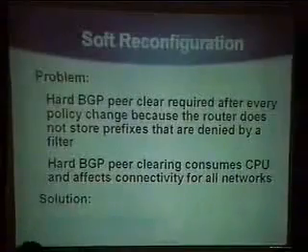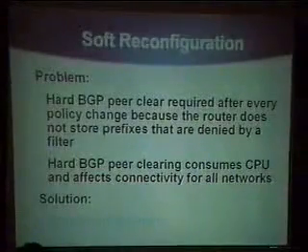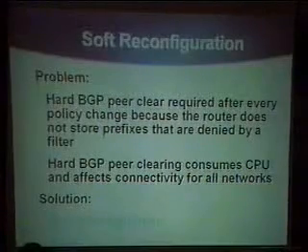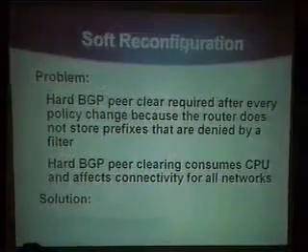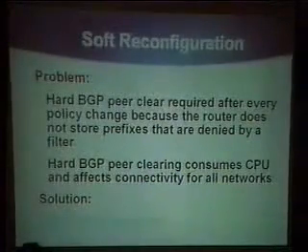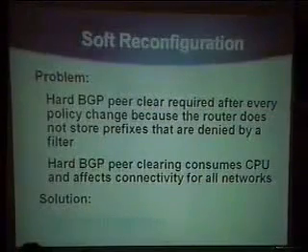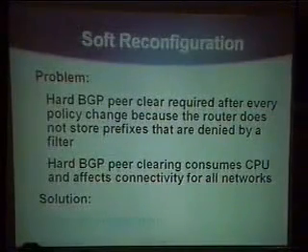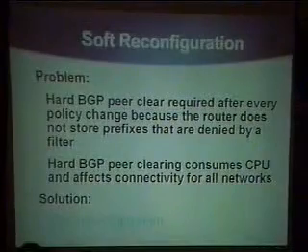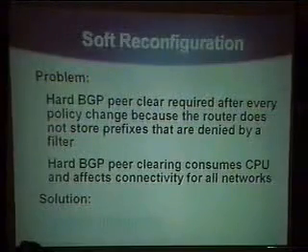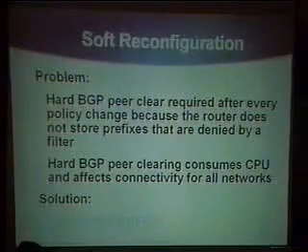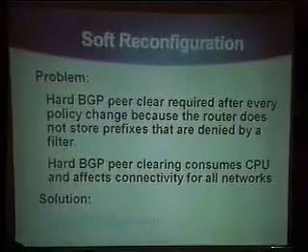Okay, first one, dynamic reconfiguration, or basically soft reconfiguration, like route refresh. If you do a hard BGP clear after you make a policy change, which you need to do, you basically have to bring the BGP session down and bring it back up again, because you haven't stored the prefixes you've heard from your neighbor that were thrown away due to the policy. So that's a basic problem.